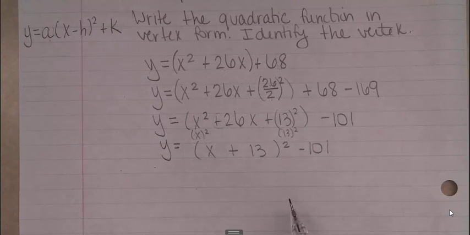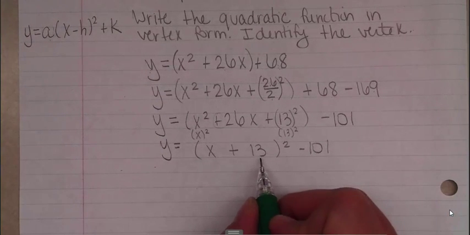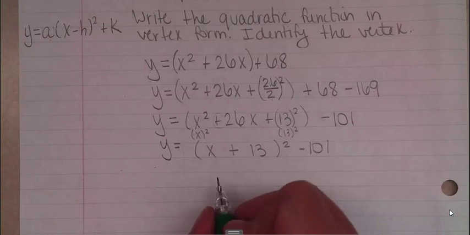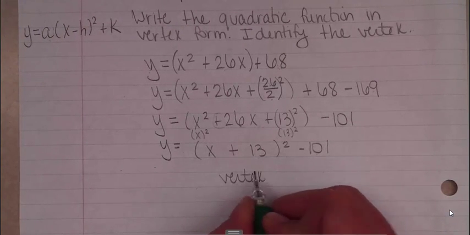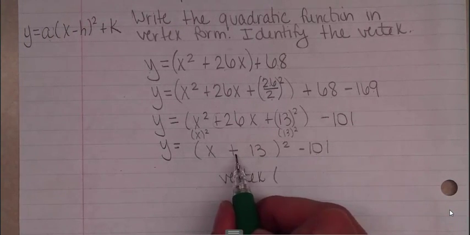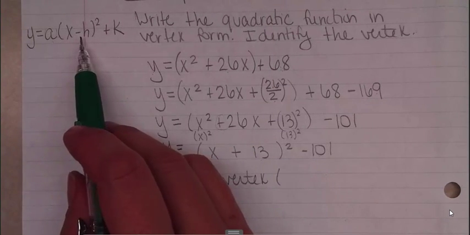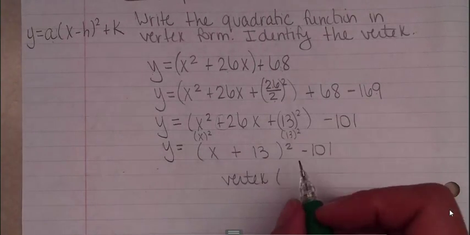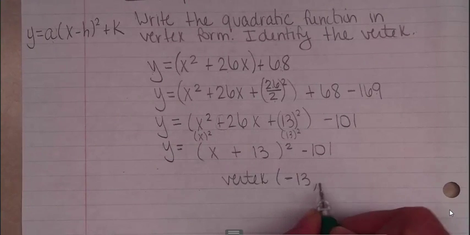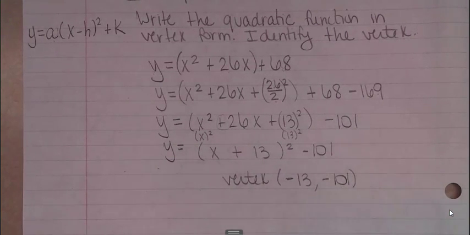It's now in vertex form. So what is our vertex? Our vertex comes from the h and the k. Now remember, the vertex has a negative in front of it. So in order for this to be positive, that means that my vertex must have been negative. And we are done.